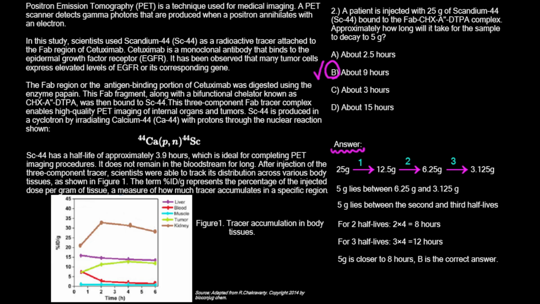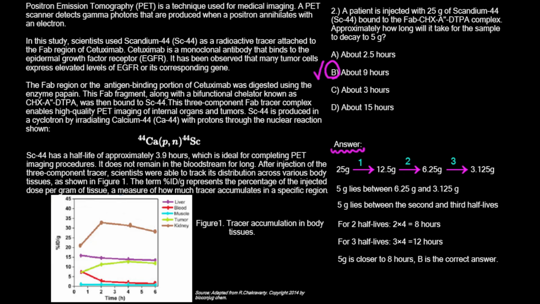We will use the conceptual method which uses the arrow diagram to solve this problem. So we need to start with the 25 grams of scandium 44. After the first half-life, the amount is reduced to 12.5 grams. After the second half-life, it decreases further to 6.25 grams. And after the third half-life, it becomes 3.125 grams. Since the final amount given in the question stem is 5 grams, this value lies between the second and the third half-lives, and it is much closer to the second half-life.